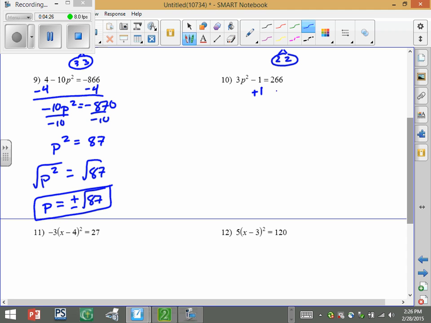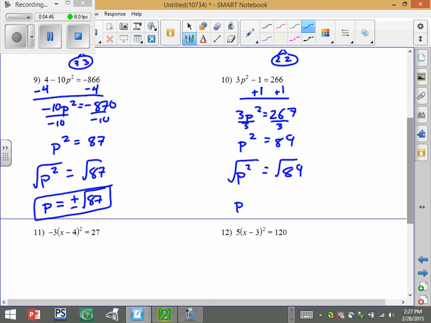Here, let's add 1 to both sides. So we end up with 3p squared equals 267. And then 267, take a second, divide that by 3. Divide both sides by 3. We end up with 89. Now we can take the square root of both sides. And again, 89 is not going to do anything for you, so we end up with plus or minus square root 89.